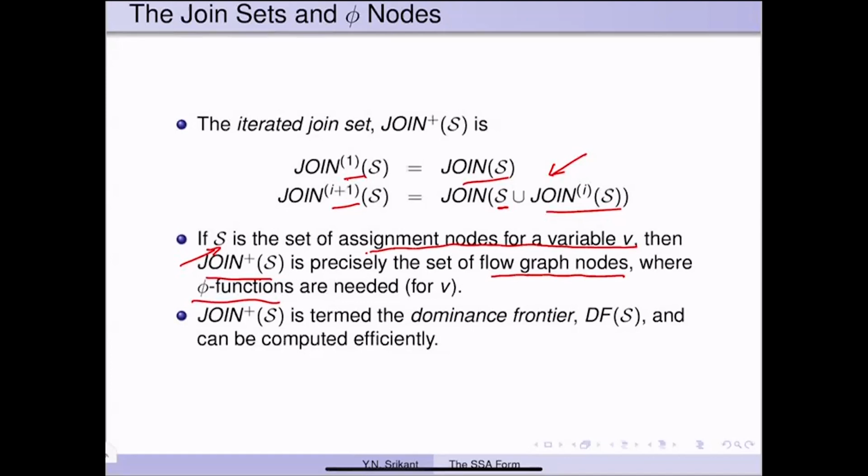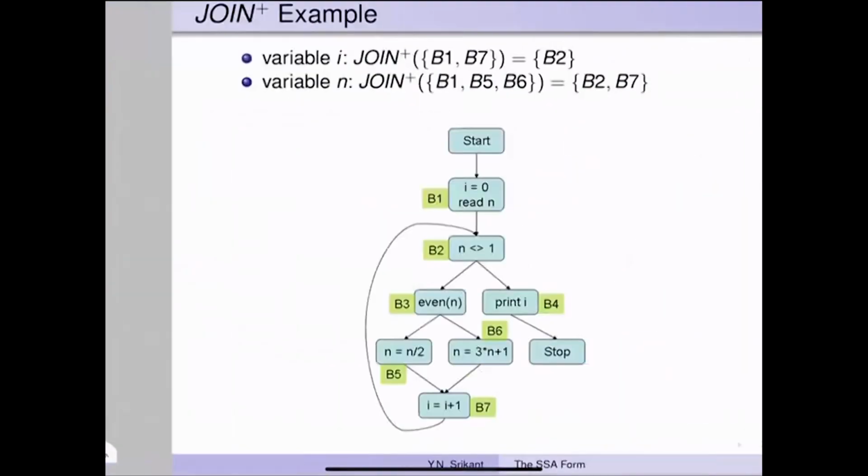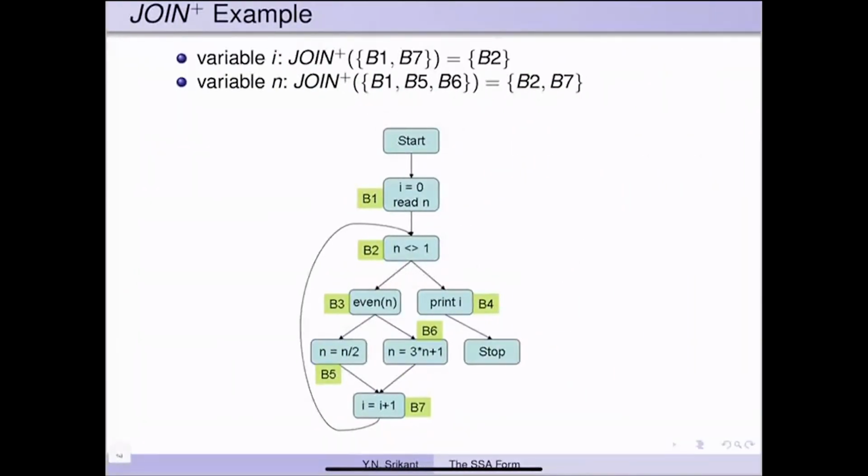And this join plus is called the dominance frontier, and there are very efficient algorithms to compute it. It is not necessary to compute it the way I was showing it to you by hand. There are efficient algorithms to compute it. So here is an example, the same control flow graph.